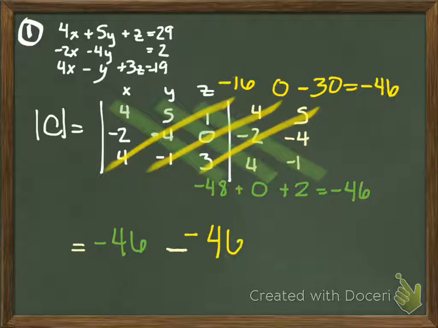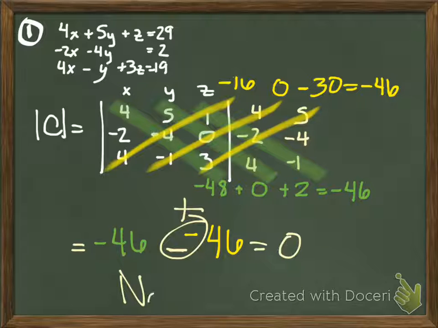Negative 46 minus a negative 46. That changes to a plus, and it's a great answer of 0. So this one has no unique solution.